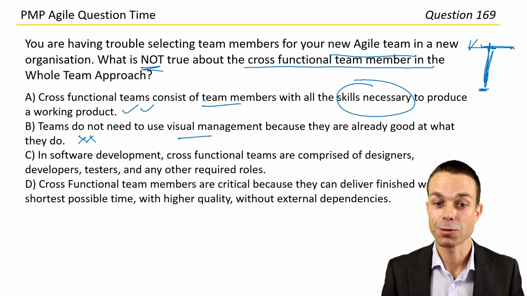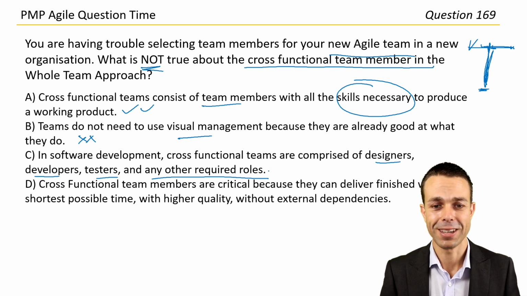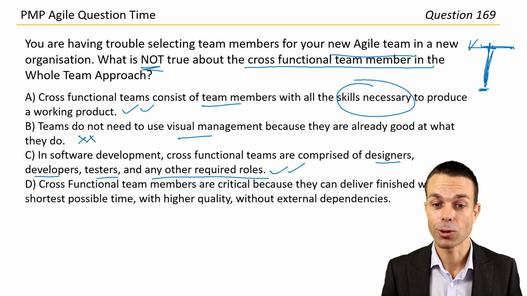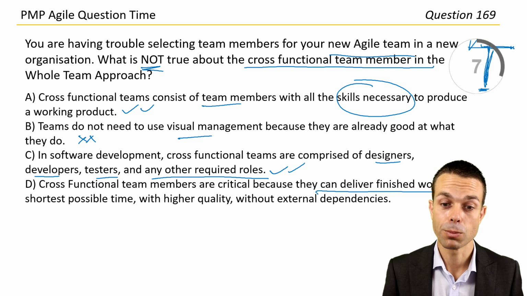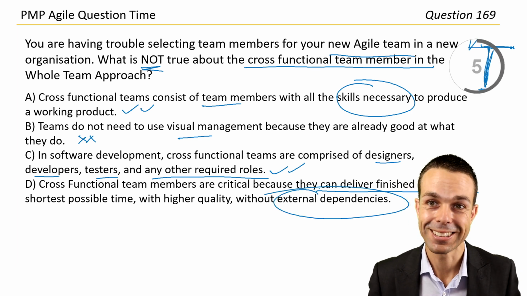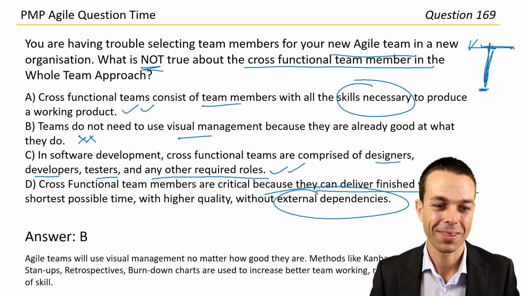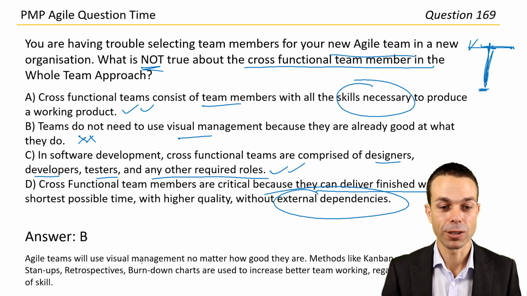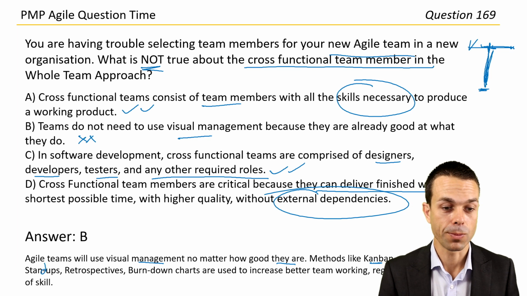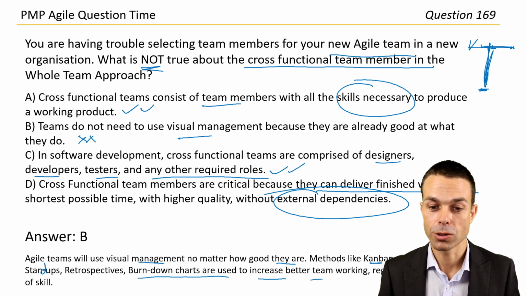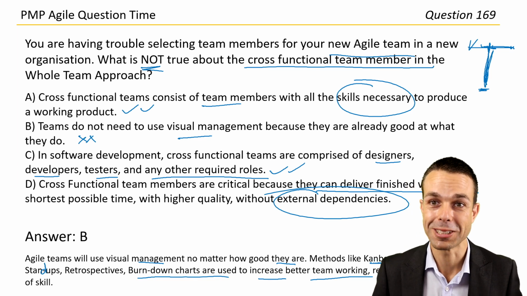In software development, cross-functional teams are comprised of designers, developers, testers, and any other required roles. Yes, very true. Cross-functional team members are critical because they can deliver finished work in the shortest possible time with higher quality, but most importantly, without external dependencies. So that's also true. So the incorrect answer for our purposes here is answer B. And there it is. Agile teams use visual management, no matter how good they are. Methods like Kanban, stand-ups, retrospectives, burn-down charts are used to increase better team working regardless of skill. And that's absolutely true. That's a really good question to start off as well.